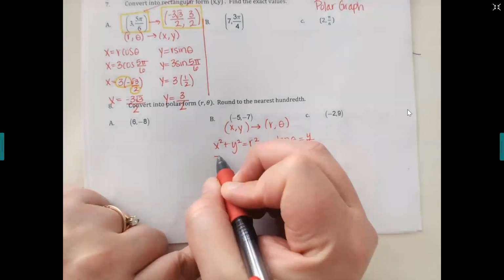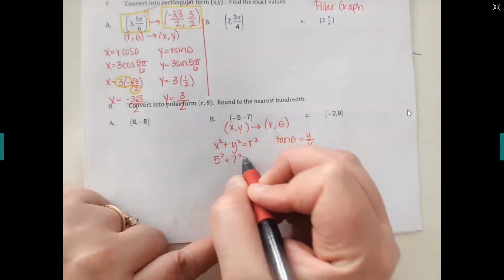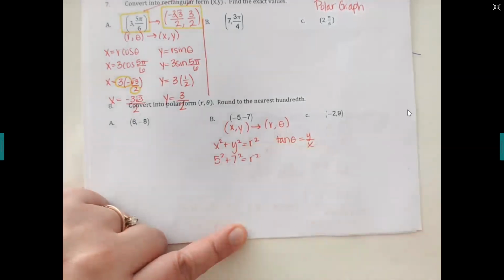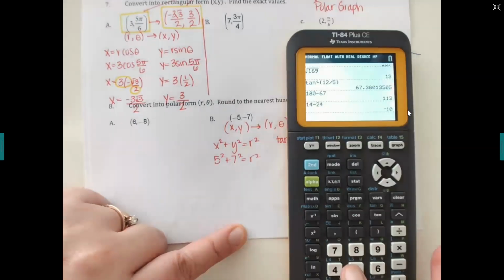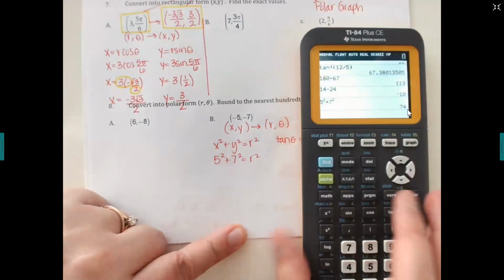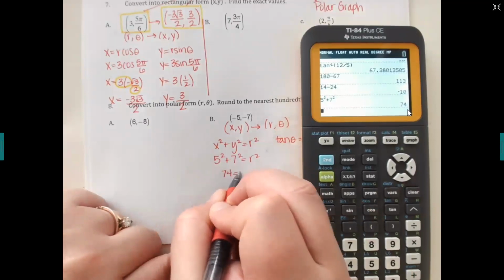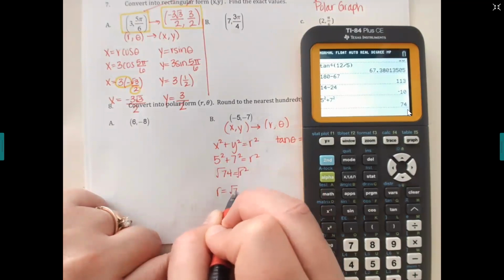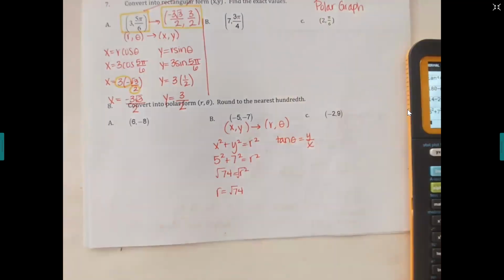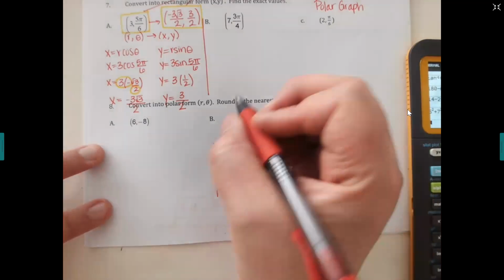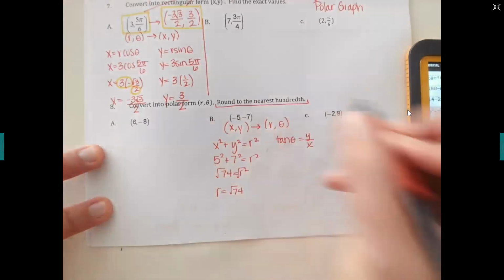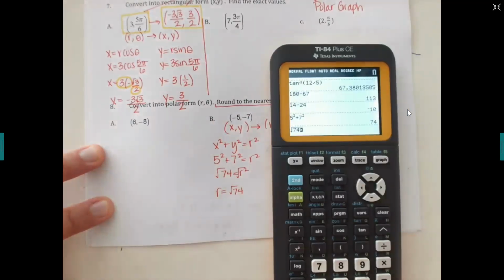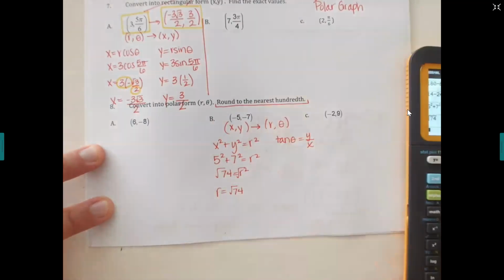So for my x, it's going to be 5 squared plus 7 squared. I'm going to go ahead and put that into my calculator here. 5 squared plus 7 squared comes out to be 74. And then if 74 is r squared, then square root both sides and your r is root 74. Now, when we did this on Delta Math, we left it like that, but because it says to round it to the nearest hundredth, I'm going to actually take the square root of 74. So it's going to be 8.60.